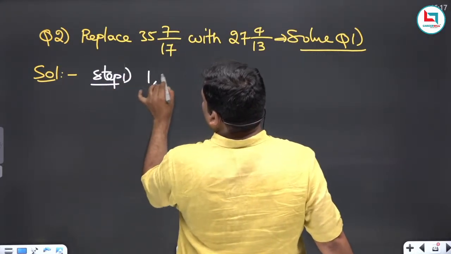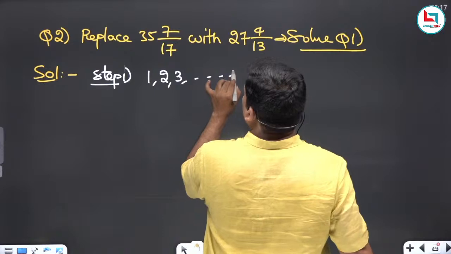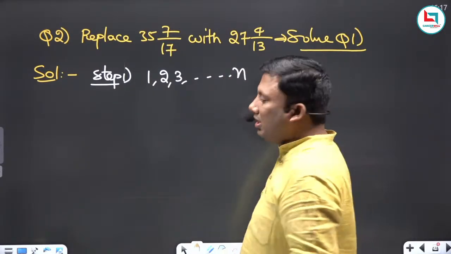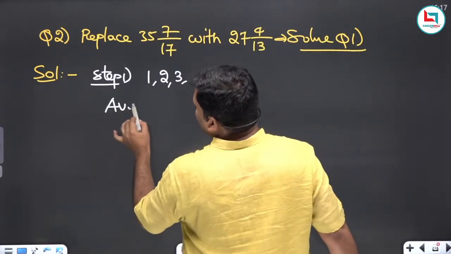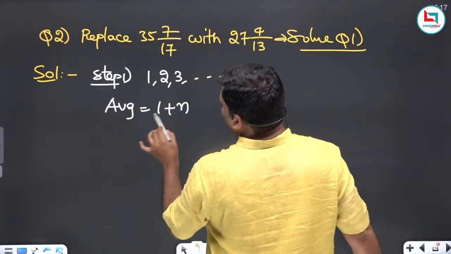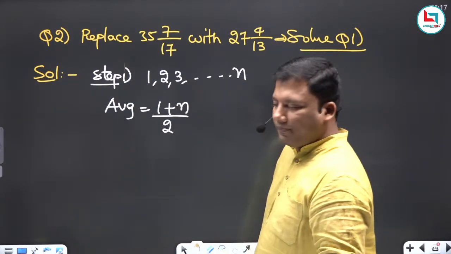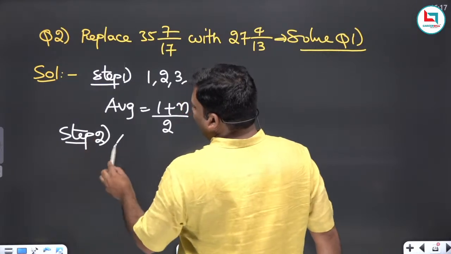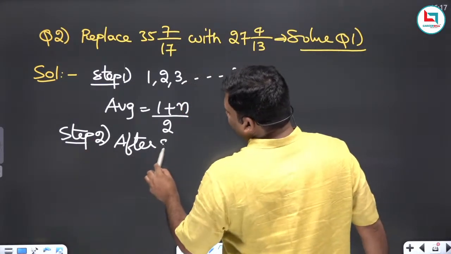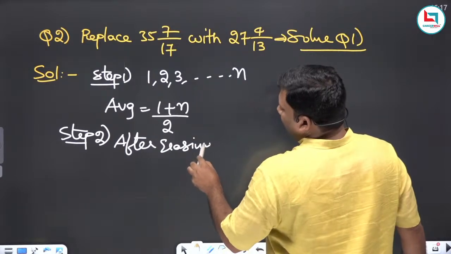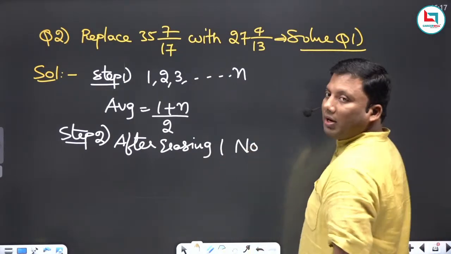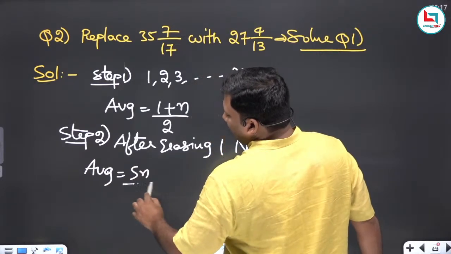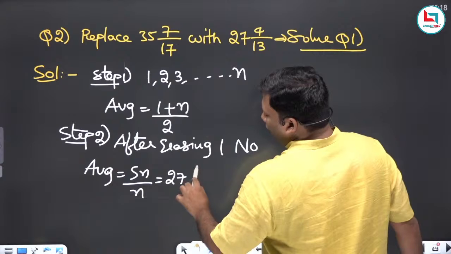Step number 1, a teacher wrote all the natural numbers on the board from 1 to n. We don't know where it is ending. The series is in arithmetic progression. Average is given by first term plus last term by 2, 1 plus n by 2. Step number 2, the story begins. After erasing one number, the average is given as 27 4 by 13.